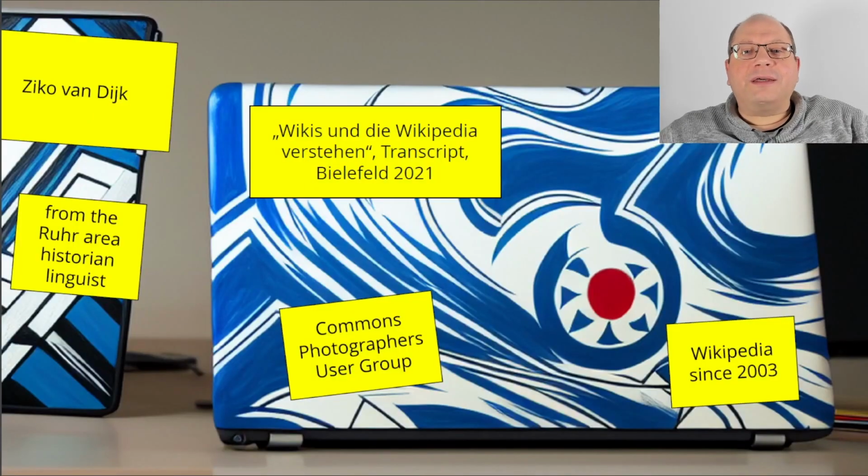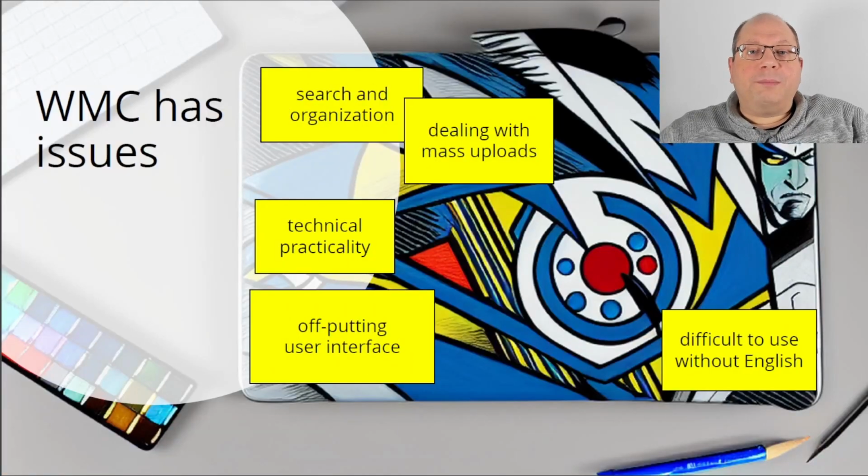I'm Zico van Dijk and I have been working with wikis for many years. I have talked to people from many different backgrounds, done research, and last year my book was published, Understanding Wikis and Wikipedia, in German. Wikimedia Commons, we don't really have a good abbreviation, do we? I'll use Commons or WMC.